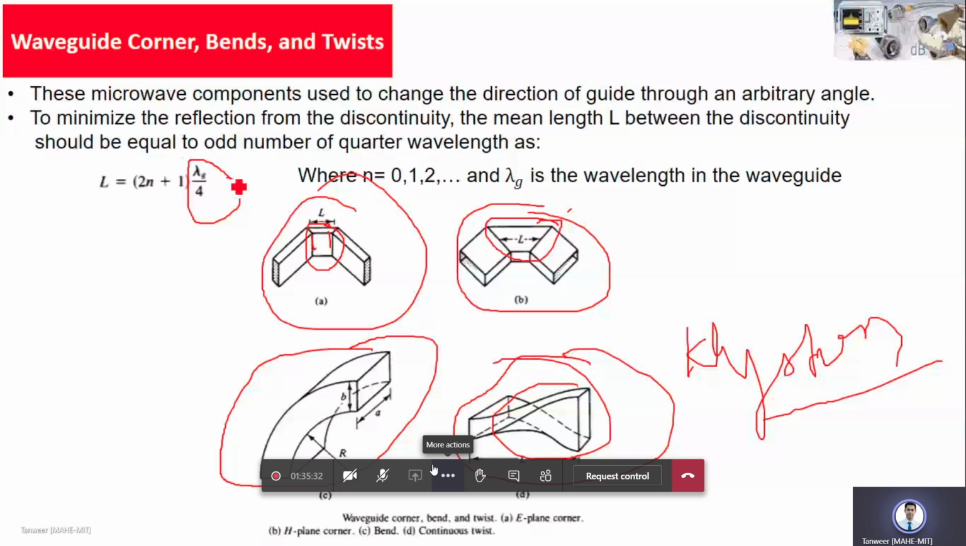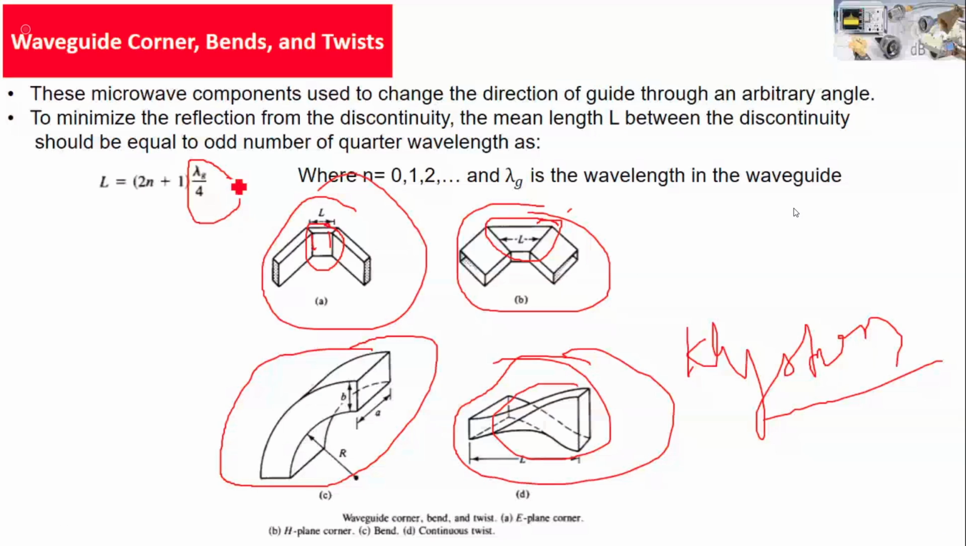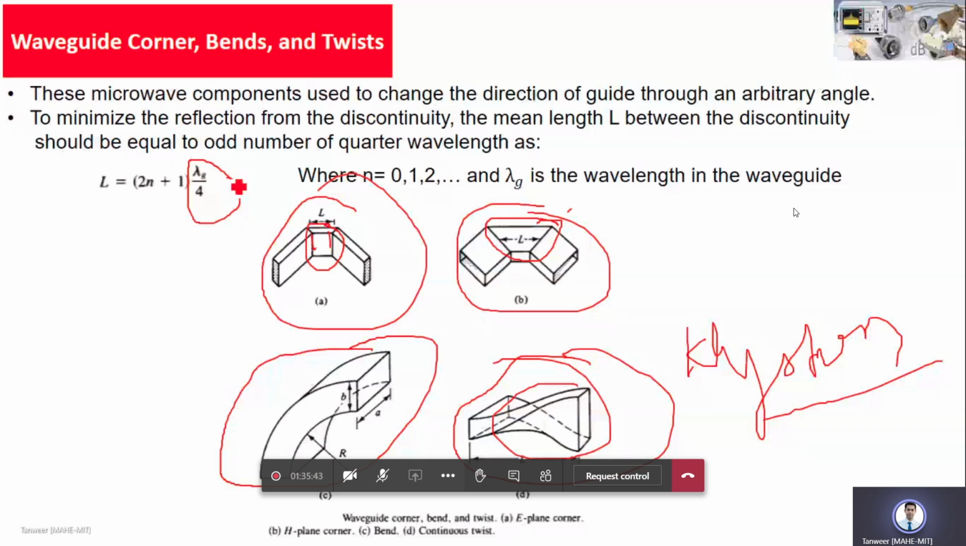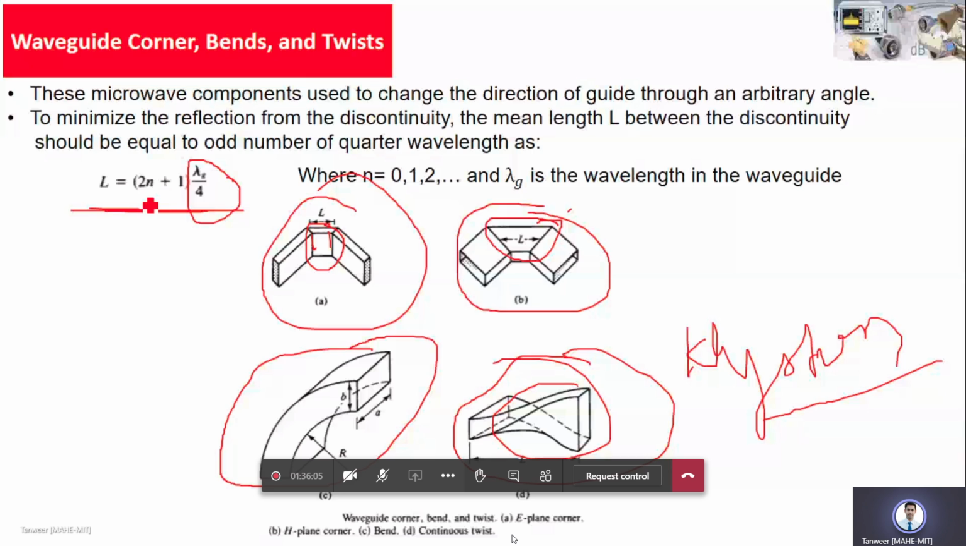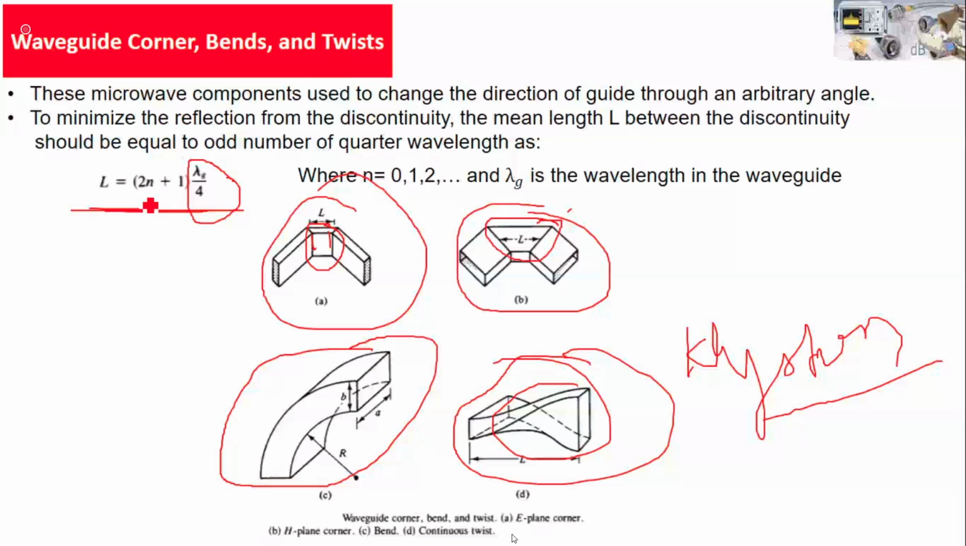This has been proved practically. It is already proved in the lab, and if you refer to the data sheets, this lambda by 4 line is used for impedance matching. You can prove this using the input impedance of a transmission line: if the length is equal to lambda by 4, you will get Zin equal to Z0, where Z0 is the characteristic impedance. So to minimize this reflection, the length of the guide between the discontinuities should be equal to (2n plus 1) times lambda g by 4, where lambda g is the wavelength in the waveguide.